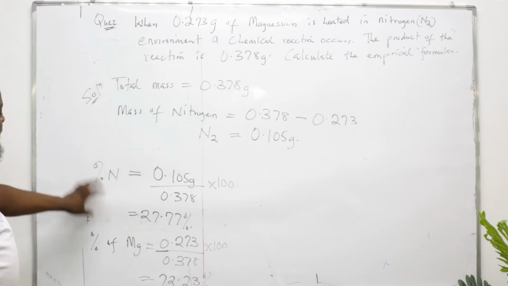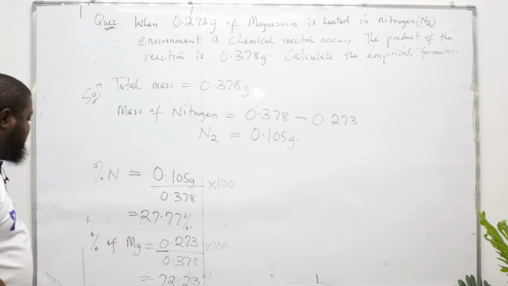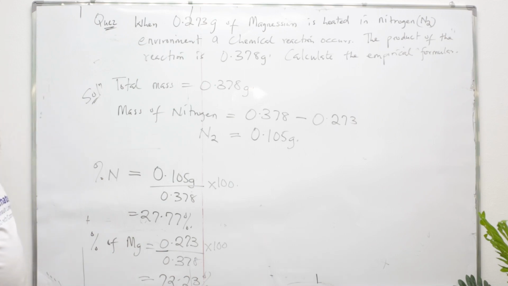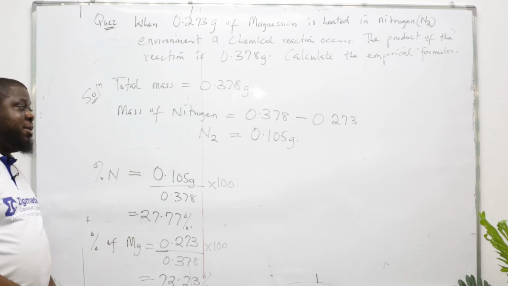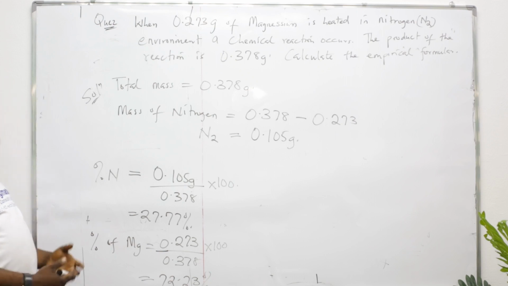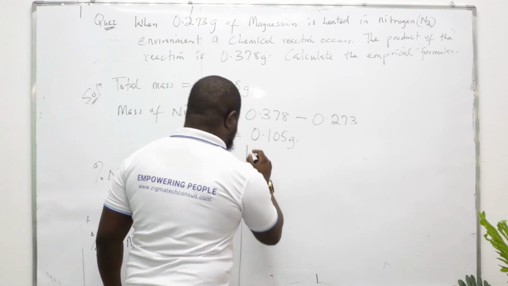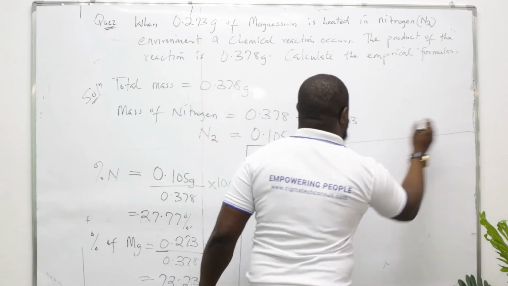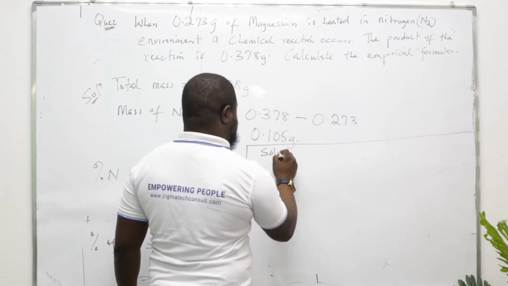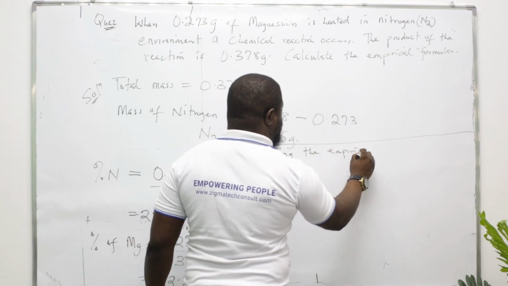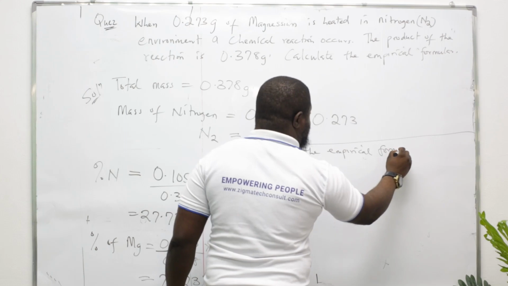Now nitrogen is 27.77% and magnesium is 72.23%. Now you can solve your empirical formula. Now let's solve the empirical formula. Step 1, solving the empirical formula.